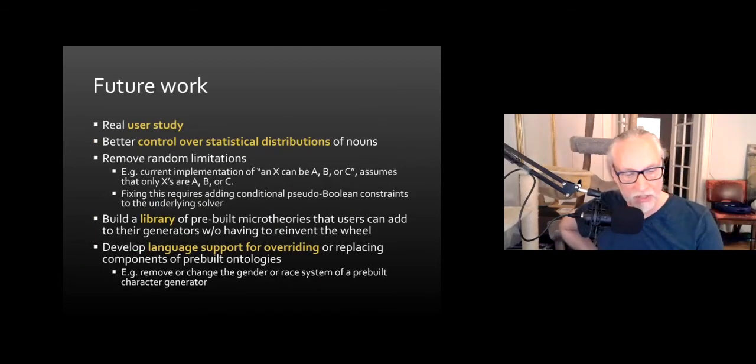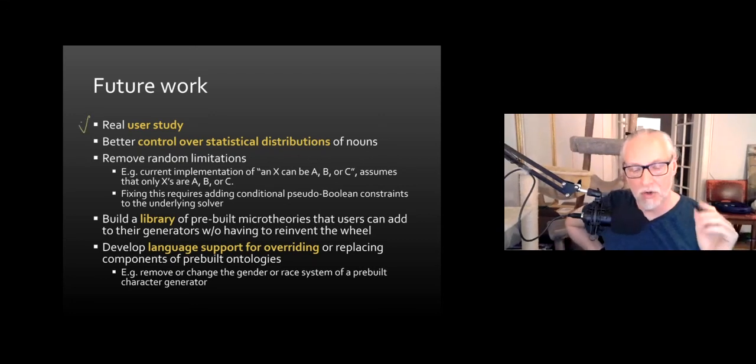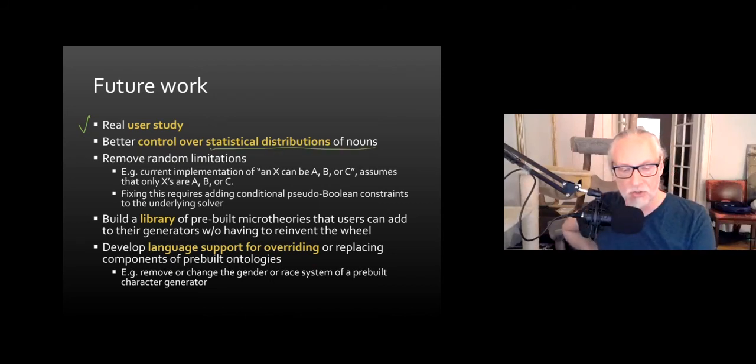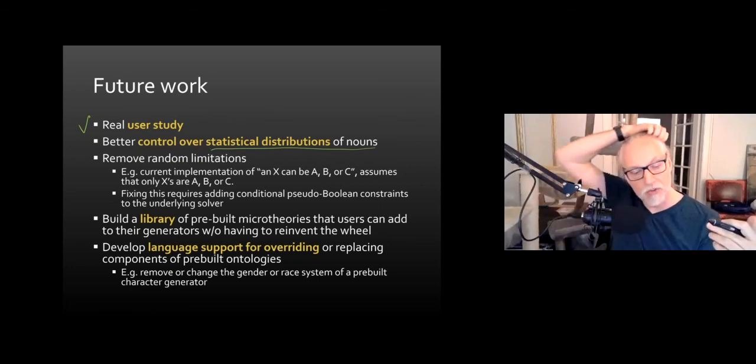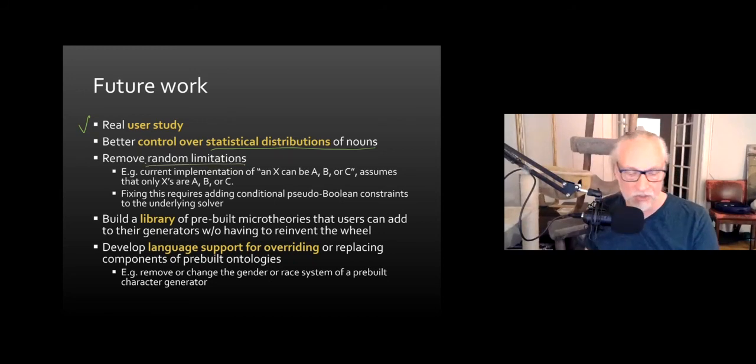All right, we definitely need to do a real user study. There are also a bunch of frequently requested features, such as having statistical control, having control over which nouns are more common than other nouns. There are a few random limitations that we want to take away. The big thing is I think we need to have a library of pre-built components that people can put together, so that if they're making a character generator for some RPG or for NPCs or something like that, they don't have to reinvent an ontology for character personalities.